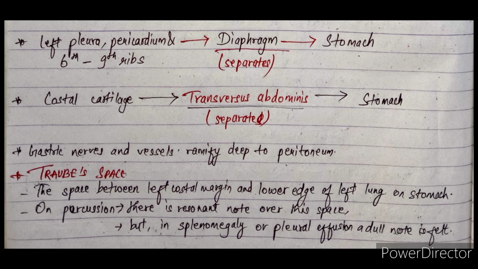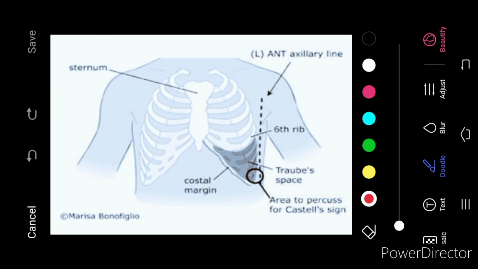Now let's see about trough space. So what is trough space? It is the space between left costal margin and lower edge of left lung on stomach. On percussion, there is a resonant note over this space, but in splenomegaly or pleural effusion, a dull note is felt. So here we can see the trough space, this area.